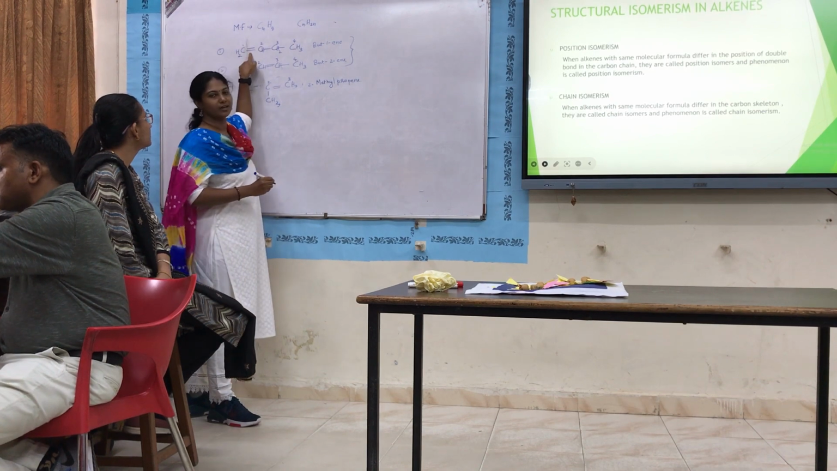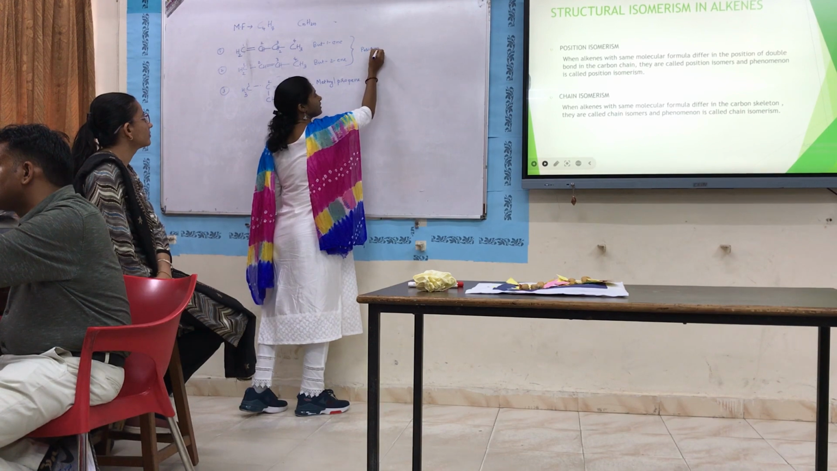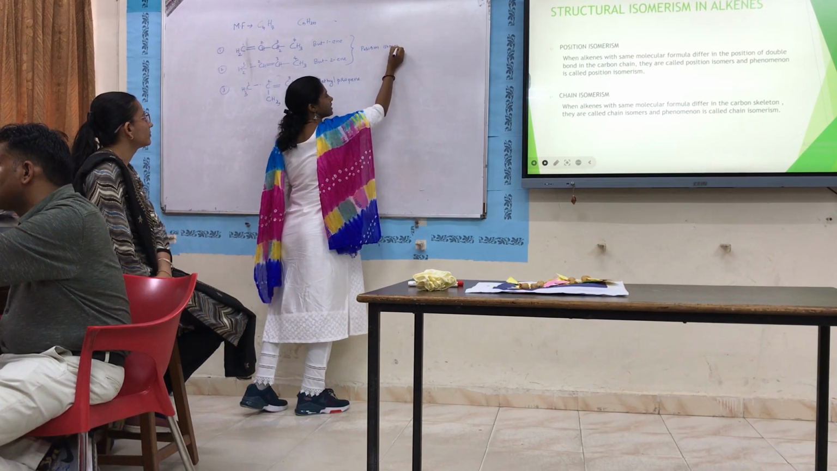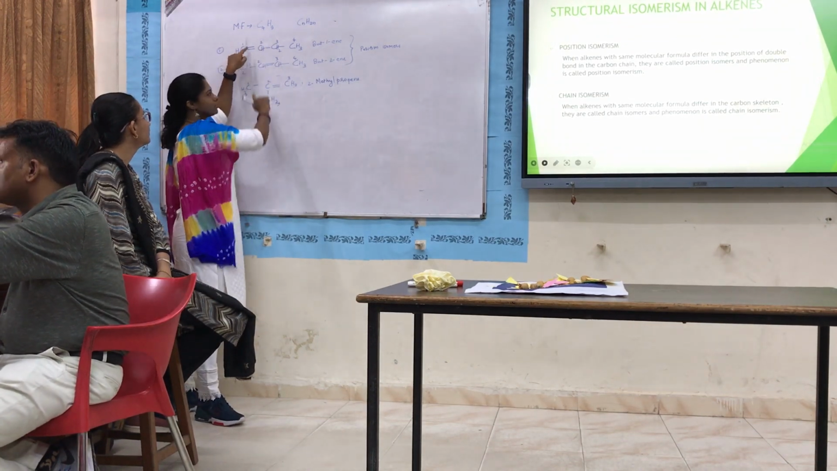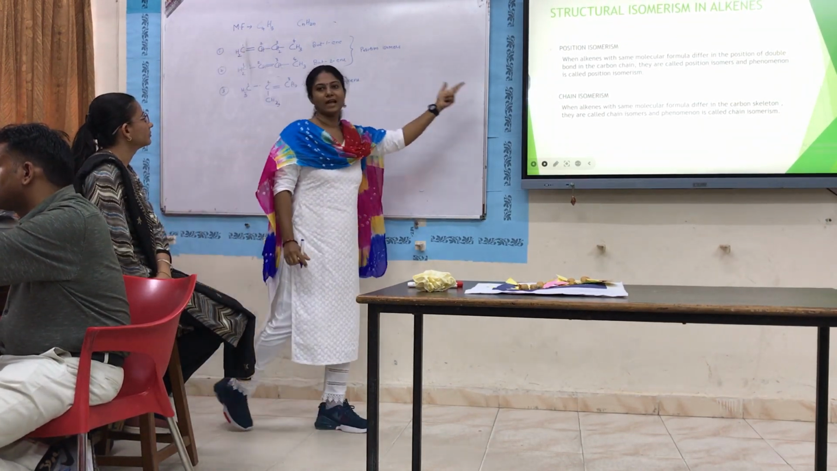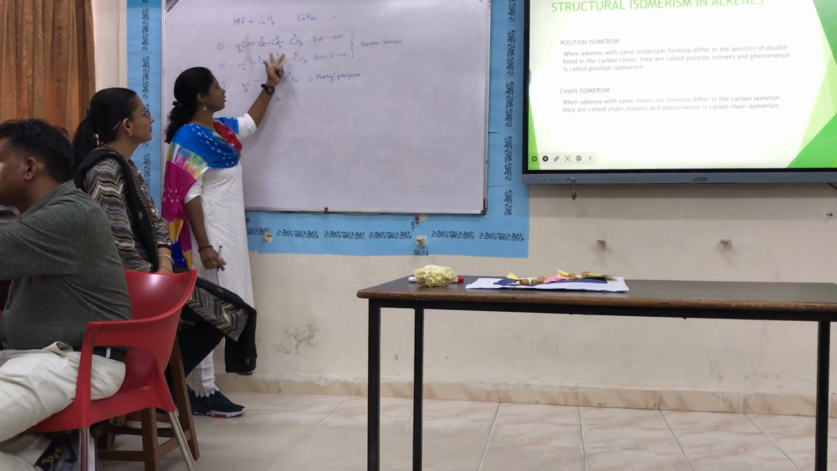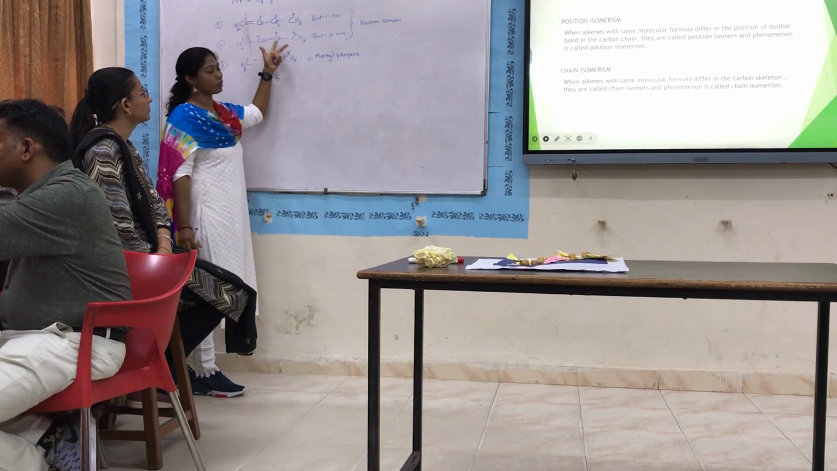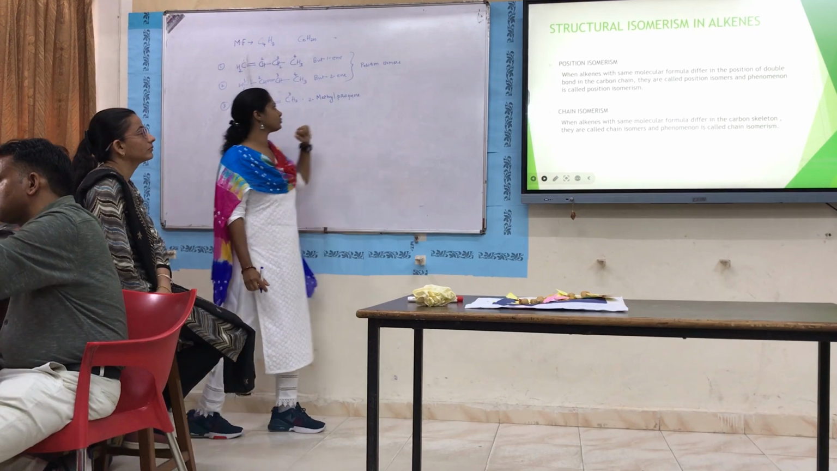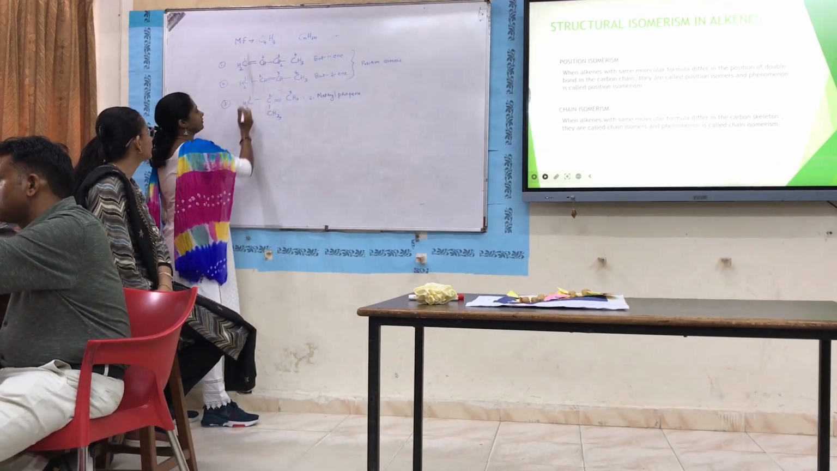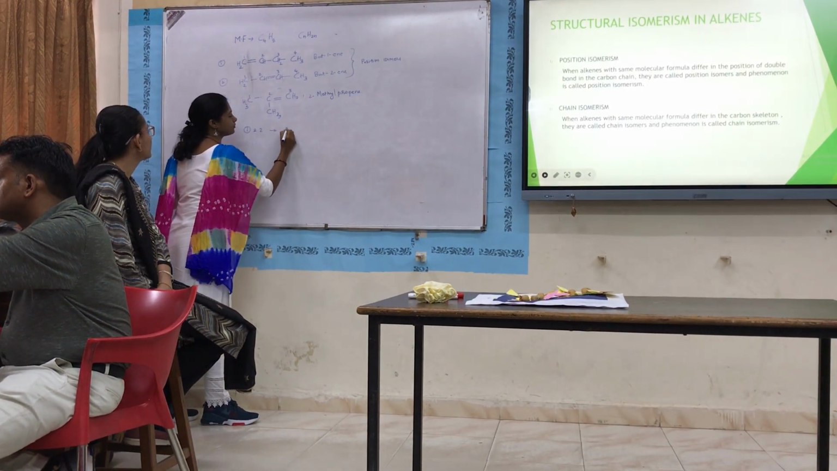Now, when we compare the compounds 1 and 2, they differ only in the position of the double bond. Such isomers are called position isomers. They are structural isomers; they differ in the structure, especially in the position of the double bond. So when alkenes have the same molecular formula but differ in the position of the double bond, they are called position isomers. Here, 1 and 2 come under position isomers.